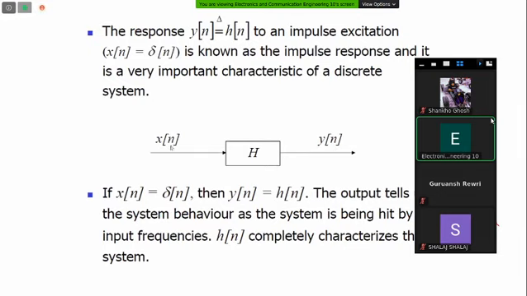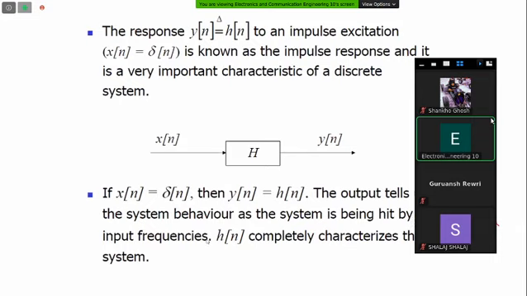Now, if we apply at the input a delta function, how do we represent the output? We represent the output by h[n]. We call this the impulse response of the system. Please remember that when the input is delta[n], the output we get is what we call the impulse response of the system. This line is very important. The output tells us the system behavior as the system is being hit by a delta function, that is, by all input frequencies.